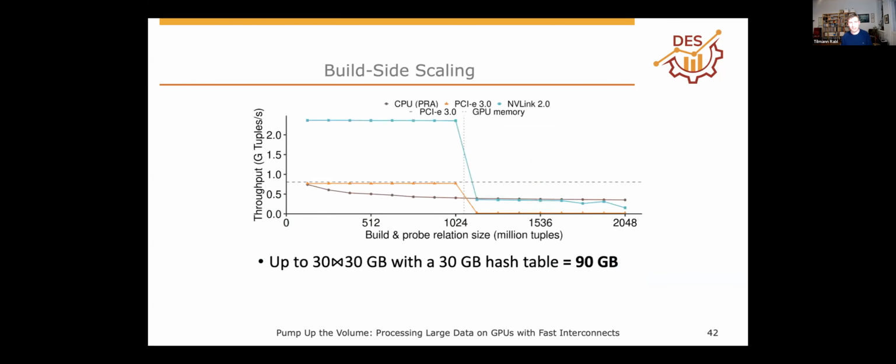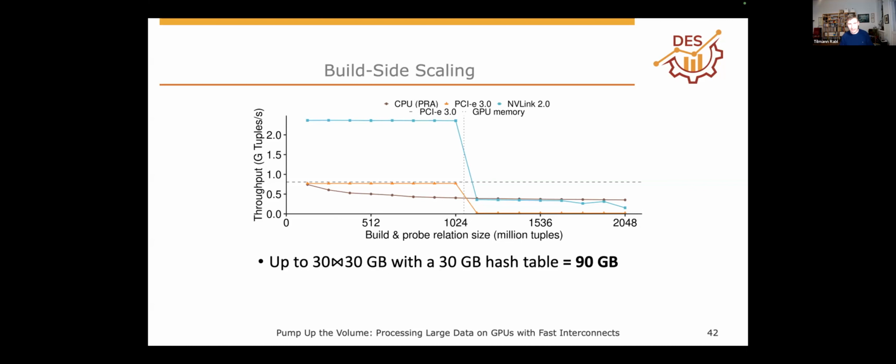And here you can see the same kind of results, or not the same results. Here we're doing the same kind of join, but in this case increasing the build relation, so increasing the relation that we build the hash table with, beyond the GPU memory size. So in this case, we have the same kind of baseline. We have the radix join on the CPU in order to be parallel on the CPU and not using the GPU at all. We have the PCI Express based version, and we have the NVLink version.